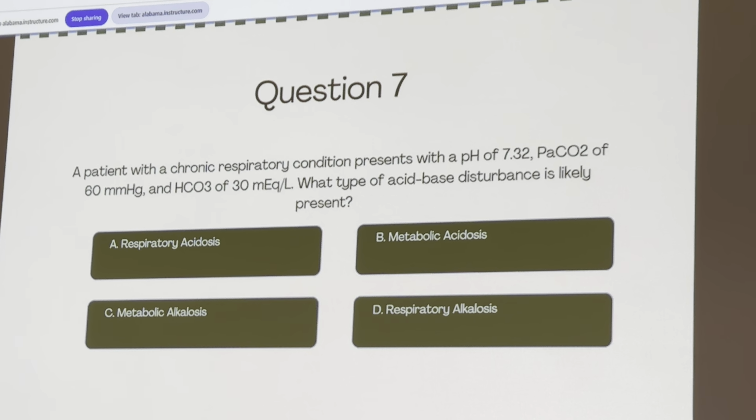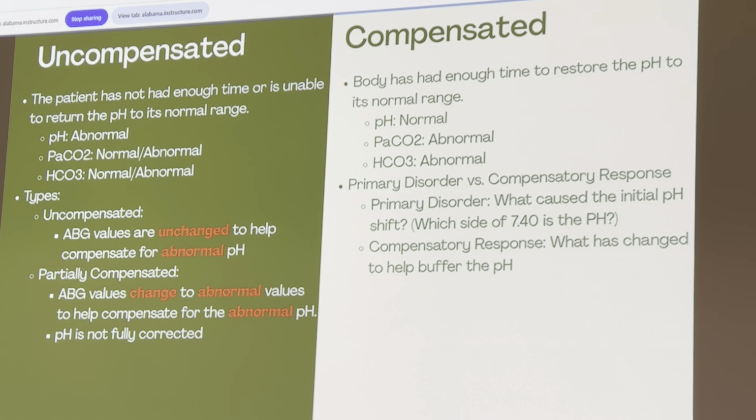Now, let's take it a step further. Let's talk about uncompensated versus compensated type of ABGs. Uncompensated: my patient's buffering mechanism has not been given enough time to take my pH back to a normal level. Either it hasn't tried at all, or it's starting to try, and my pH hasn't gotten there yet. You can break down your uncompensated into two different ways: uncompensated altogether, or partially compensated.